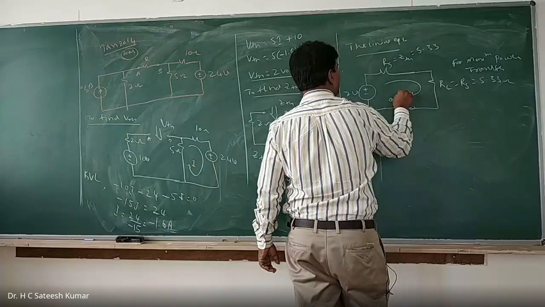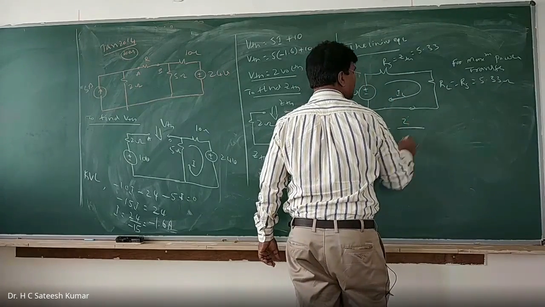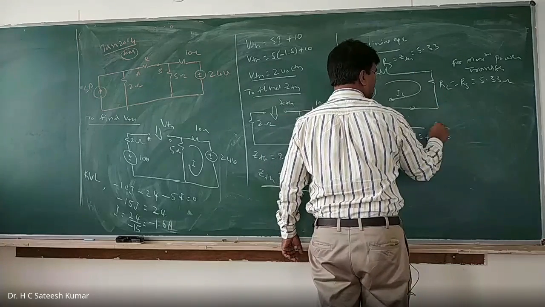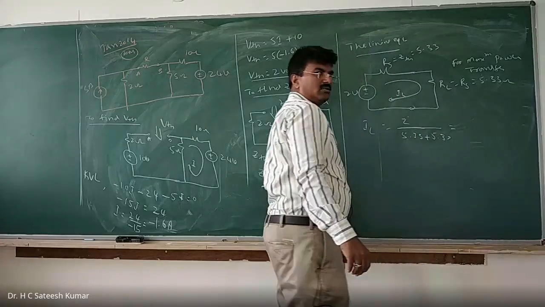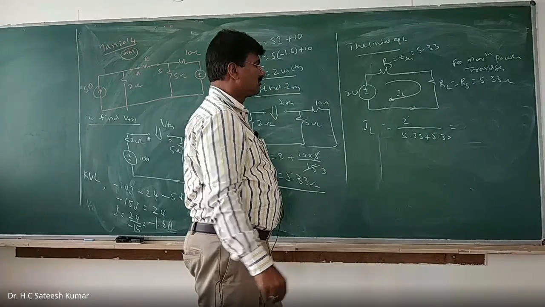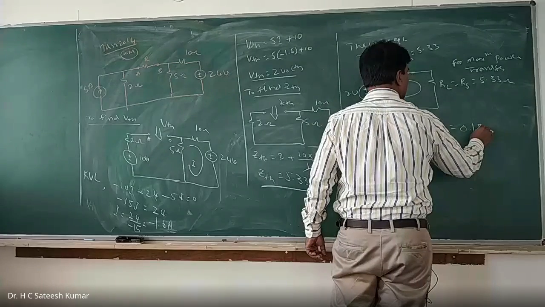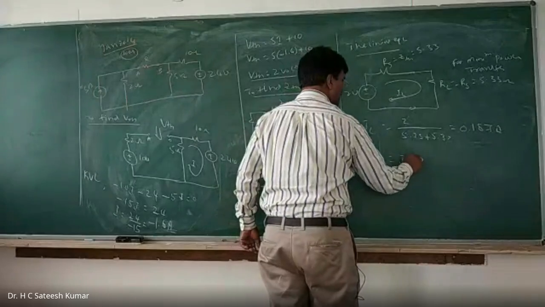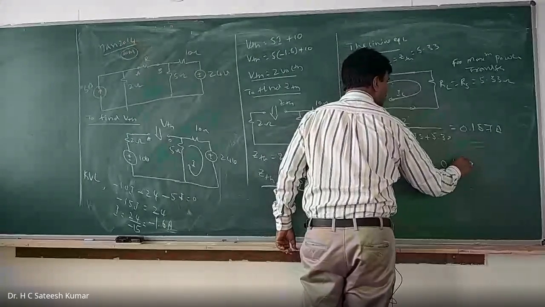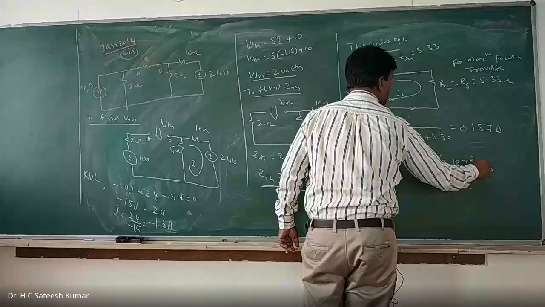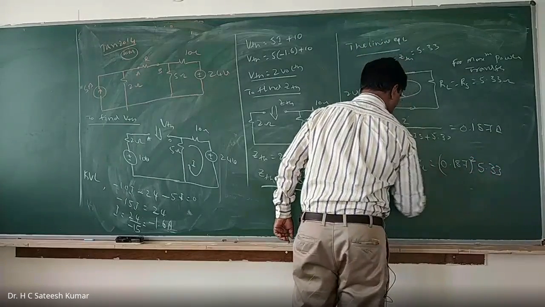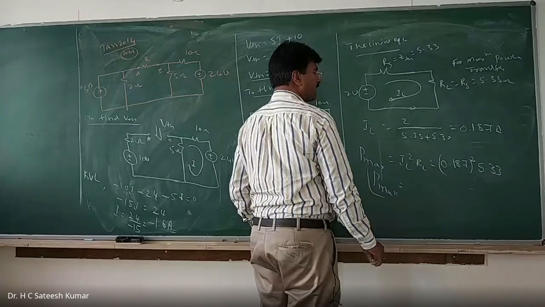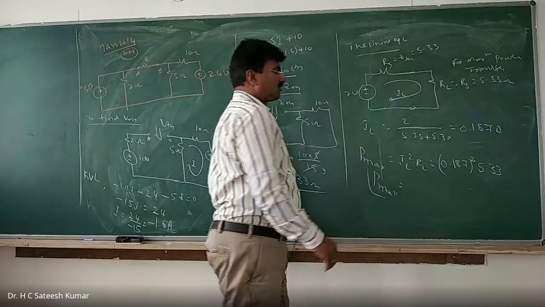So find out IL. IL is equal to 2 divided by 5.33 plus 5.33, both in series. So how much is that? 2 divided by 10.66, 0.187 amps. Pmax is equal to what? IL squared into RL. IL squared is what? 0.187 whole square into RL which is 5.33. How much is that?